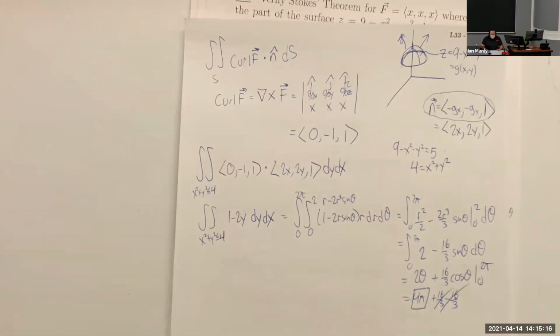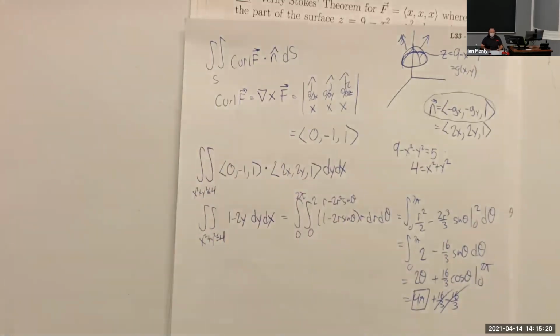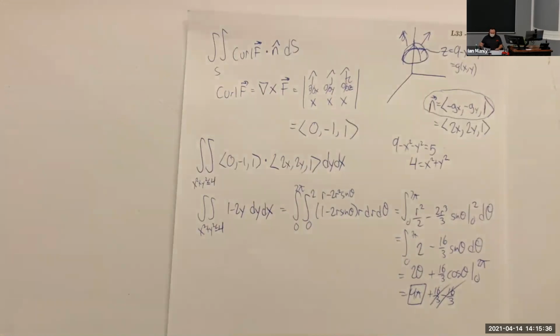Now that's just 1/2 of Stokes' theorem, right? So this was the curl, or the double integral end of Stokes' theorem. What we want to do now is the line integral around the boundary of F dot dr, and we're going to see if that ends up being 4 pi. And fingers crossed, hopefully it should be if Stokes' theorem is correct. All right, so let's go ahead and do that now.